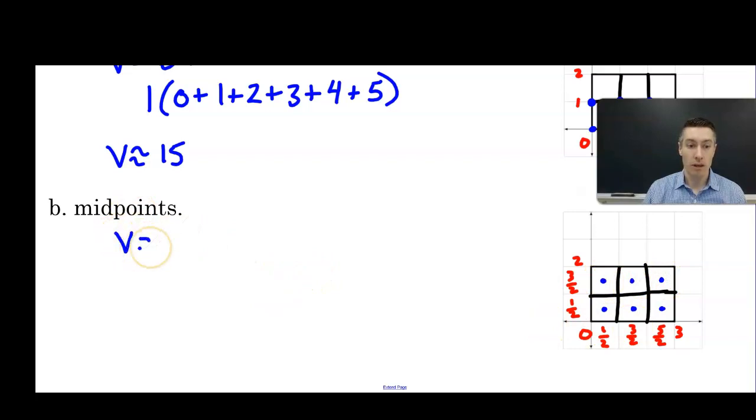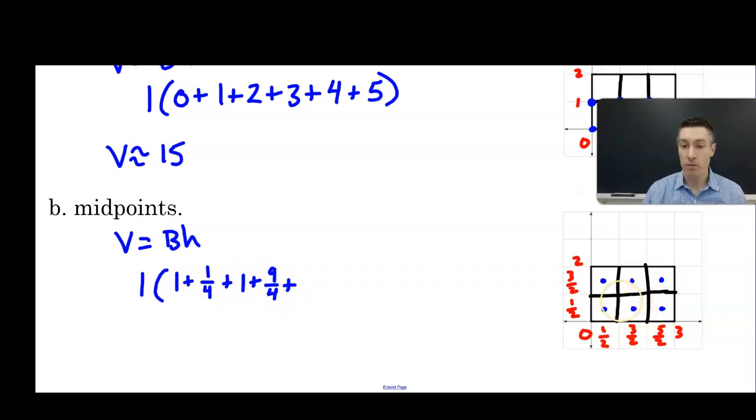So volume, again, base times height. Area of the base doesn't change, so 1. And now we have to evaluate the function at each of the new sample points. So at (1/2, 1/2), we have 1/2 plus (1/2) squared, which is 1/4. And I'll worry about simplifying everything later. Let's just evaluate. So at (1/2, 3/2), we'd have 1/2 plus 9/4.